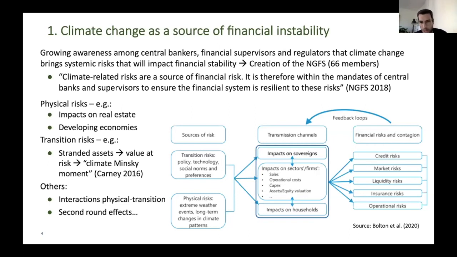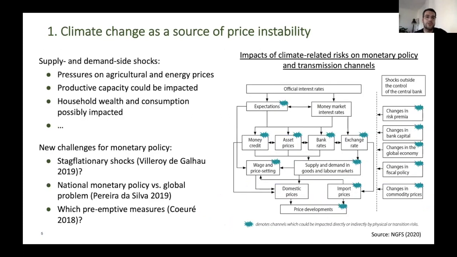So there is this whole concern, and you can see here on the graph that you could have interaction between physical risk and transition risk. It's not like you have one or the other. You could be in a world where you want to have a transition, but you have wildfires. This is what we're already having. You could have second round effects, etc. So that's somehow the overview of why and how financial stability is threatened.